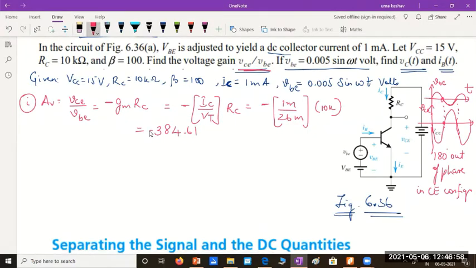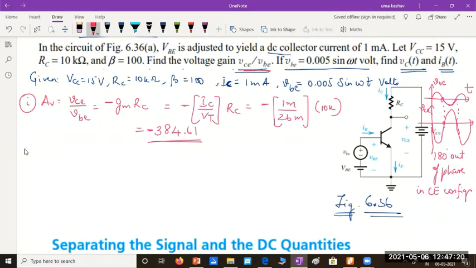And remember, this is a negative value indicating a phase reversal. The negative sign here means the output will be 180 degrees out of phase with the input. There is a phase reversal happening. Is that clear? So we found the voltage gain first using the general relationship.